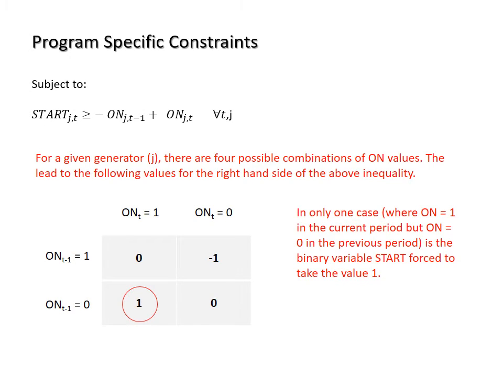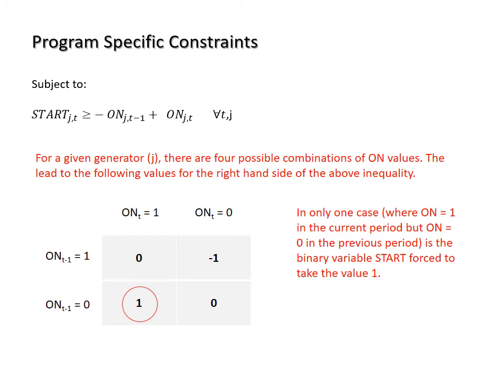In a similar way, we have to connect the on and start variables. On the previous slide, we talked about how anytime one of the X's was greater than 0 and gen was greater than 0, we had to make sure that triggered a one value for the on variable. And so we also have to make sure that anytime we see some combination of on variables that suggests that in the previous time period a plant was off and in the current period it's on, that triggers a one value for the start variable as well. There are four different combinations of on variable values for the previous time period T-1 and the current time period T, and I've outlined those at the bottom in this 2x2 matrix.